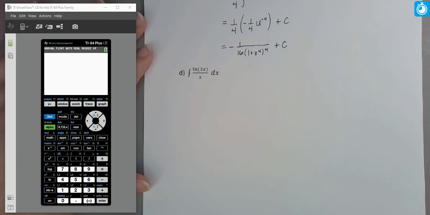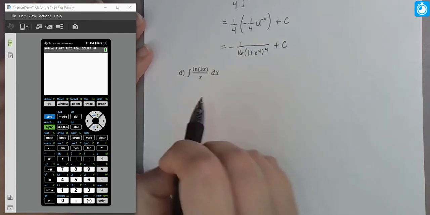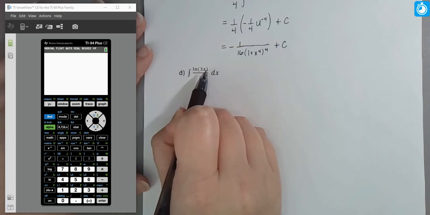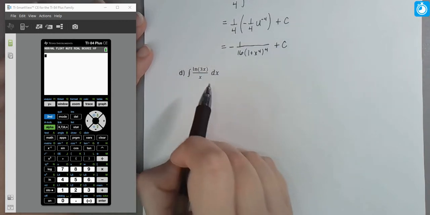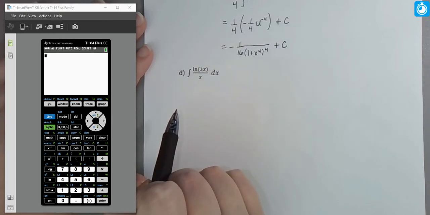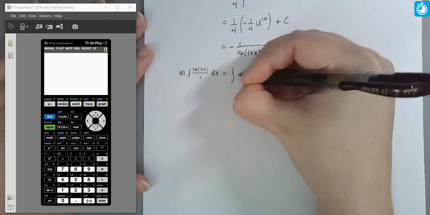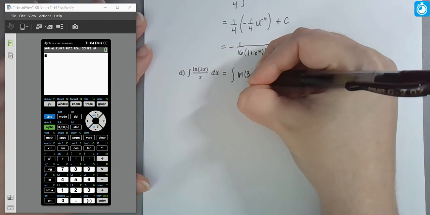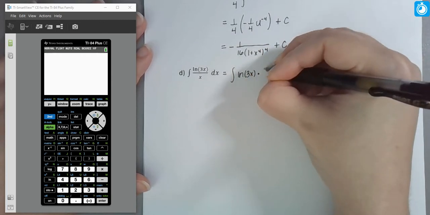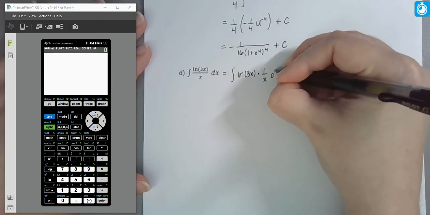So think of it more generally. Think of it as we're looking for a function in this problem that also is matched by its derivative in the same problem. Well, I see my natural log, a natural log of something, and I also see an x in the denominator, which we can think of as 1 over x. So I'm going to rewrite this in a slightly different way. So another way of thinking of this is natural log of 3x, and we also have 1 over x in the problem.